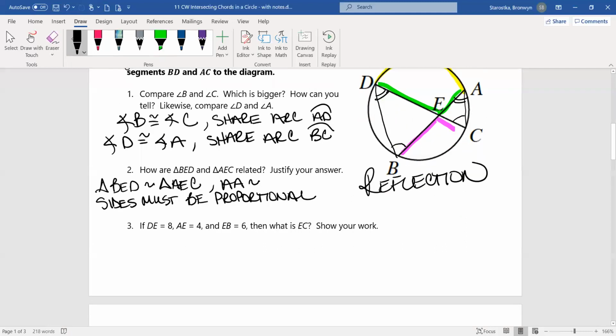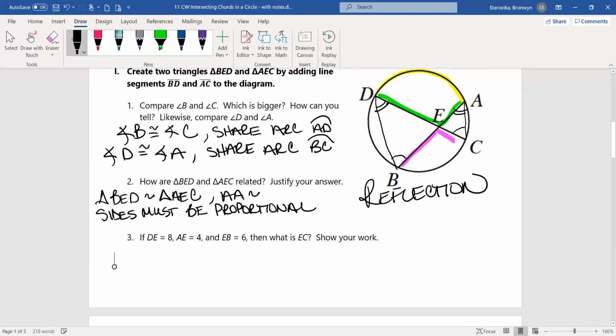So let's write out that proportion real quick. I would go BE over CE equals, let's go back to the big triangle, DE over AE. Pink over pink, green over green.